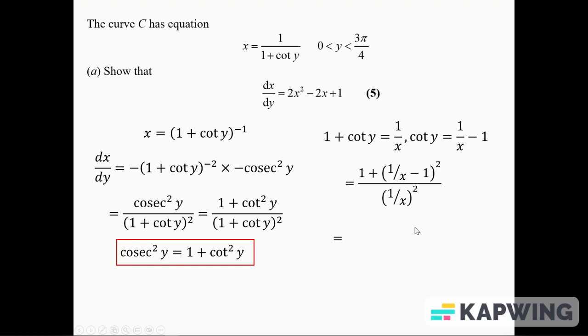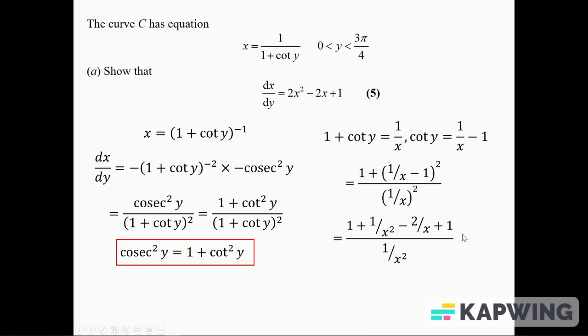Do need to do a bit of simplifying, so I'm going to multiply this bracket out. The top line will be 1, and then I'll have (1 over x) all squared, and then the middle term when I multiply it out will be 2 of these two multiplied together, and the last term is just minus 1 squared, which is plus 1. And the bottom line is just 1 over x squared.